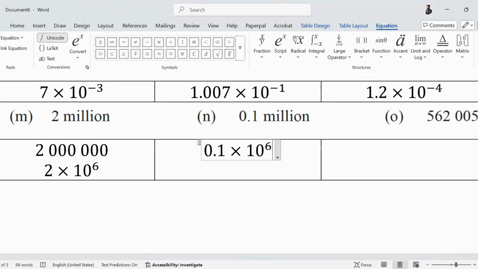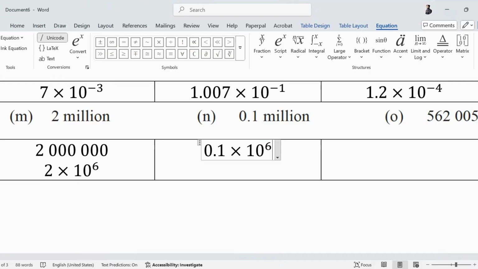Is it in standard form? The value is correct. I have got an exponent, but this is not standard form. Why is it not standard form? Very good. ये number 1 से छोटा है. The number is lesser than 1. So do I want to increase this number or do I want to decrease it?